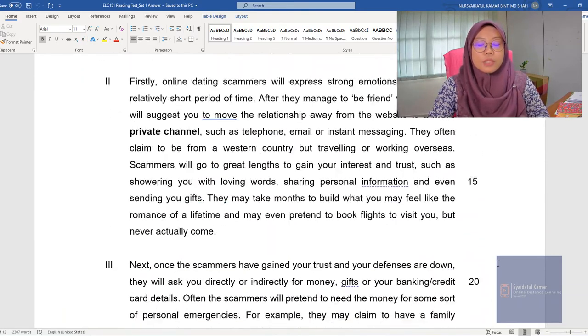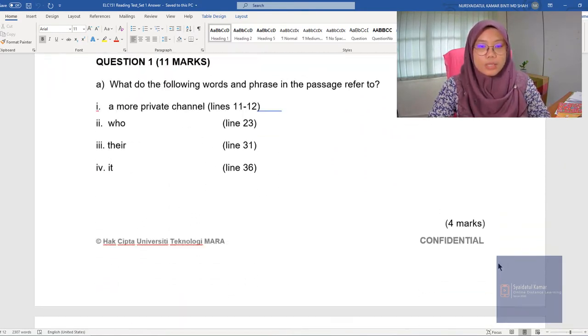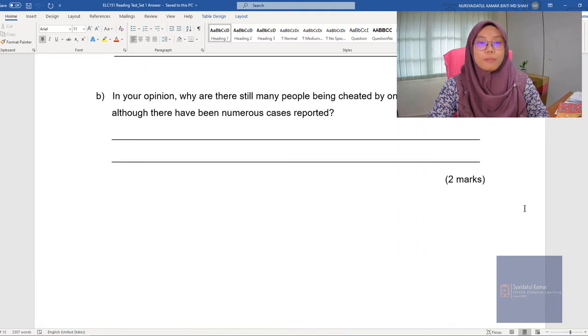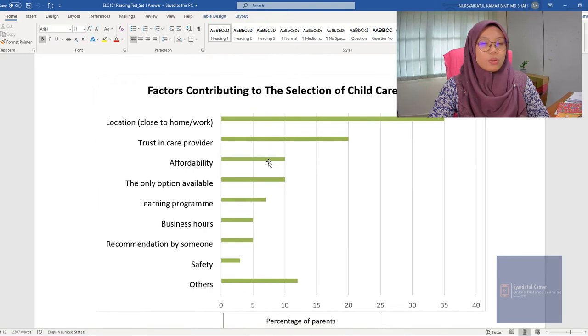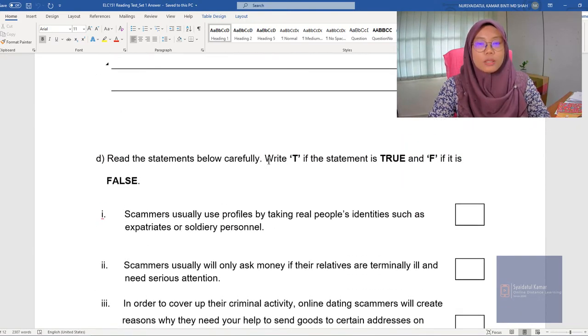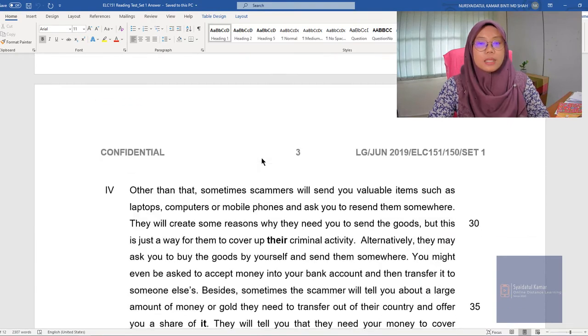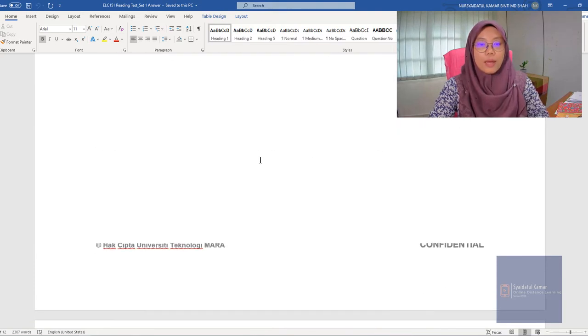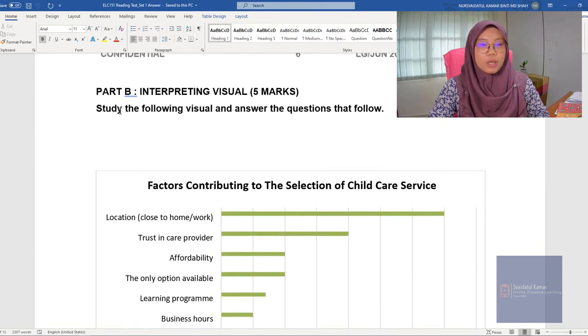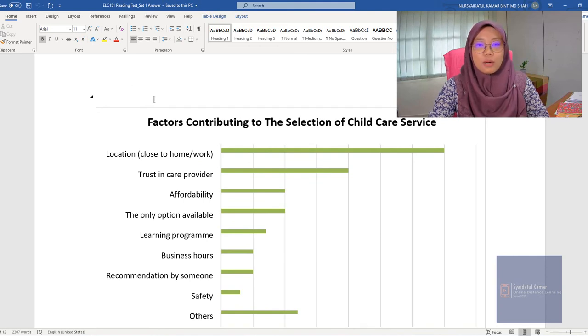Okay, so we are referring to the same question set. Take a look at part B. So, interpreting visual or interpreting nonlinear text. So, this is what we call nonlinear. As compared to this one, the first article in part A and part C, this is a linear text. Okay. However, for part B, you have a nonlinear text question. So, the instruction says that you have to study the visual and answer the questions that follow. So, you have to study this graph or this diagram, this bar chart.